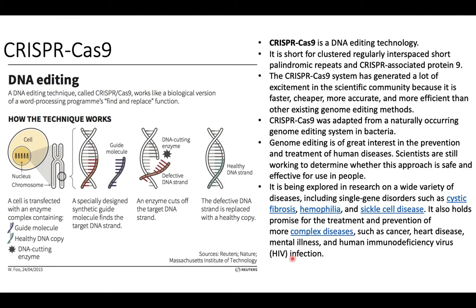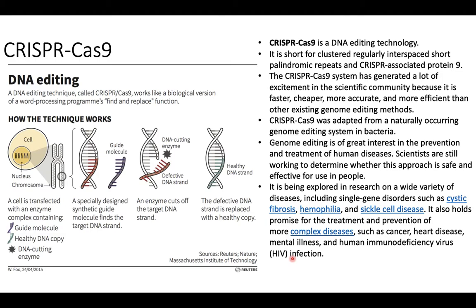All right, moving on. So what is CRISPR-Cas9? So we talked about this a little bit before. CRISPR-Cas9 is a DNA editing tool. It stands for Clustered Regularly Interspaced Short Palindromic Repeats. And then it has a CRISPR-associated protein 9. And we know that this is a very exciting time that we are living in right now because we have this new tool that's generated a lot of excitement in the scientific community. It is fast, it is cheap, it is more accurate, and it's more efficient than other existing genome editing methods.